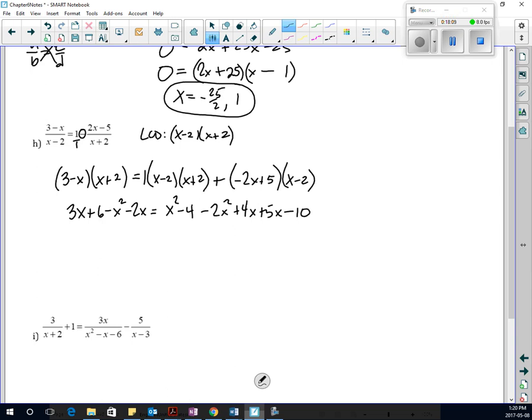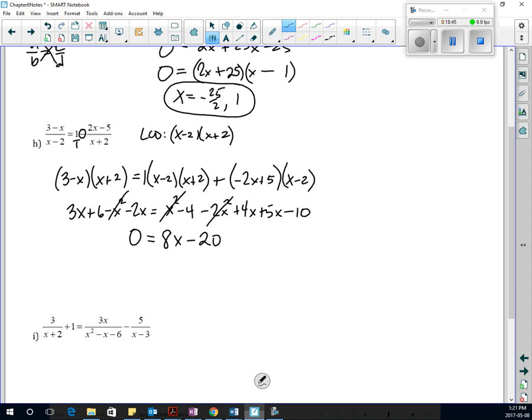Alrighty, so I need to move everything over to the other side. It looks like when I move the x squares over to the right side, I get them all to cancel. That's kind of nice. So 3x minus 2x is 1x. If I move that over to the other side, I would get 8x. And then when I move the 6 over, minus 4 minus 10 is minus 14 and minus 20. So that would equal 0.